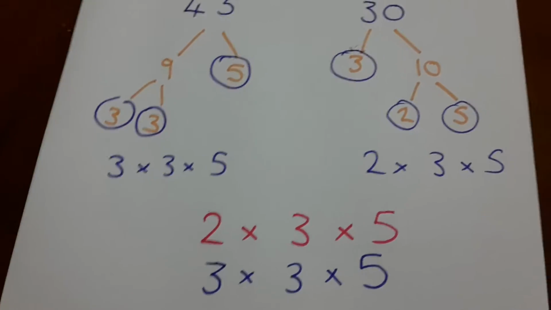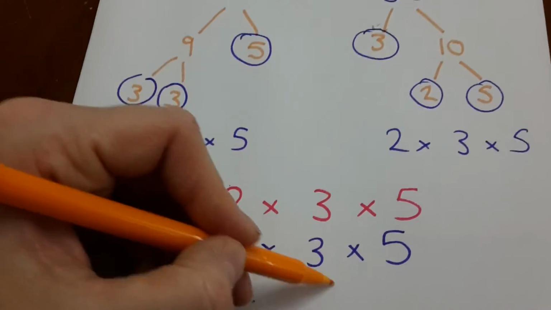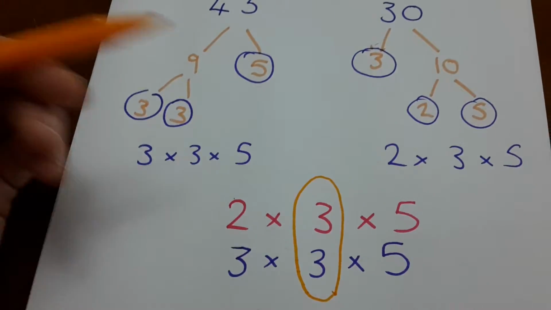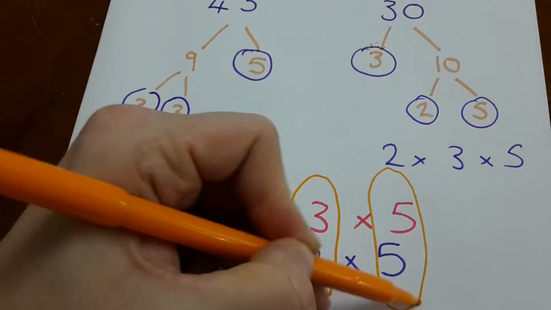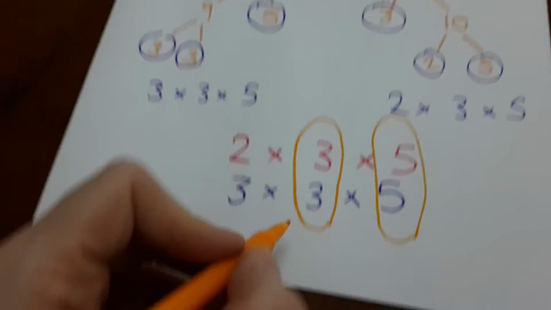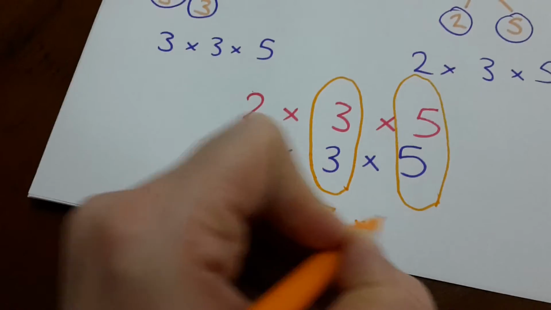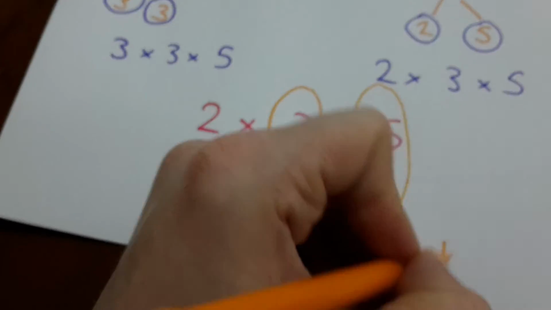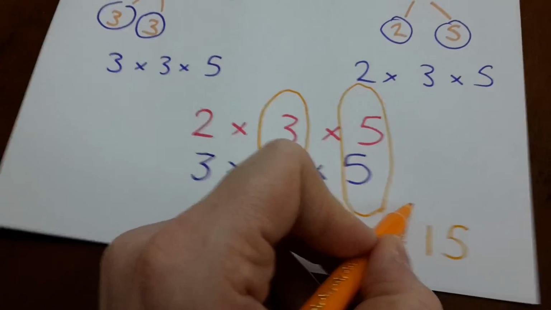Now all you do is get a different colour pen and circle any that have a pair. So I know that 3 is common in both of them and 5 is common in both of them. So that means that my common factor is made by timesing 3 and 5 together. So my highest or largest common factor is 15.